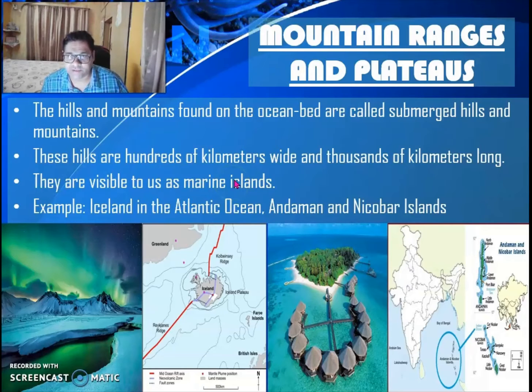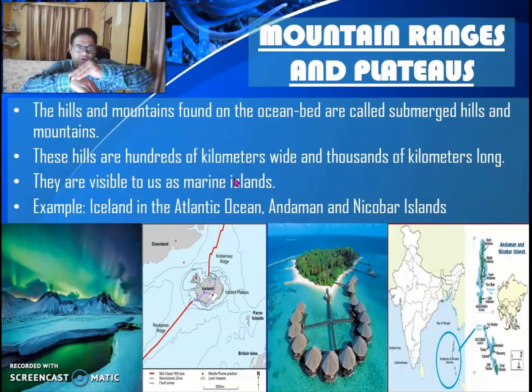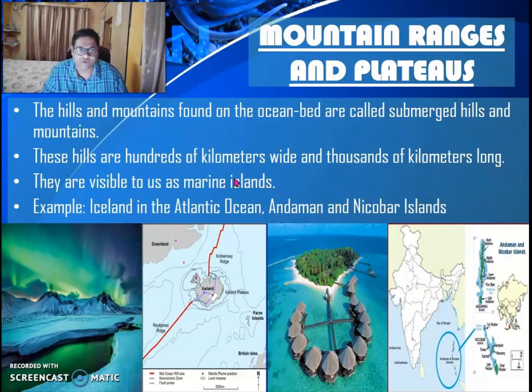These mountain ranges and plateaus can be seen on the ocean bed. They are above the water, above the sea level. How can you see that? Because it's visible, okay? The water level is over here, and above that you will be able to see those hills which are coming from the ocean bed.